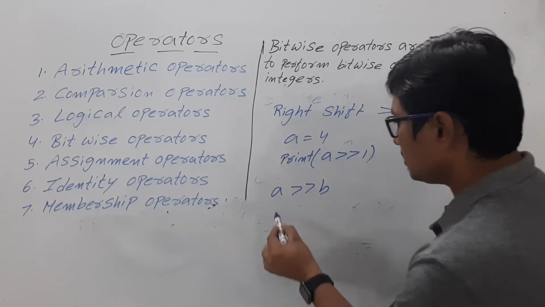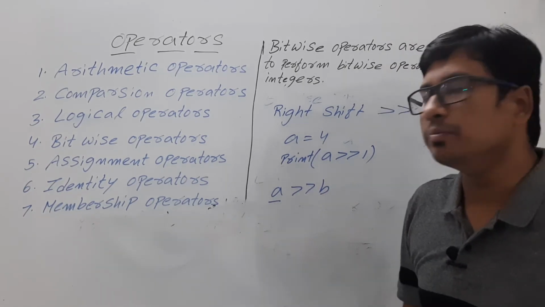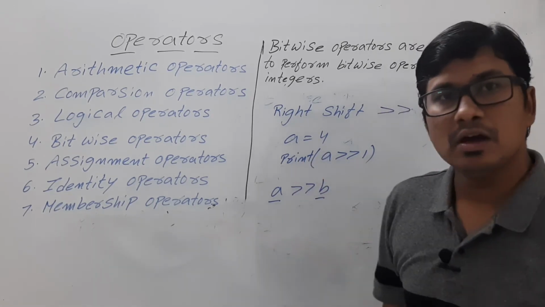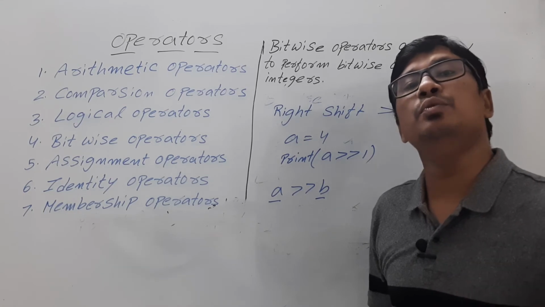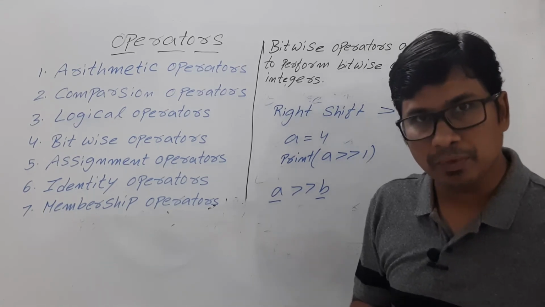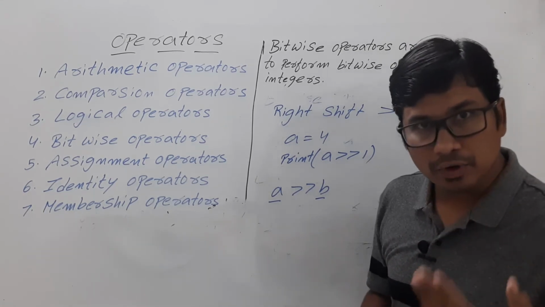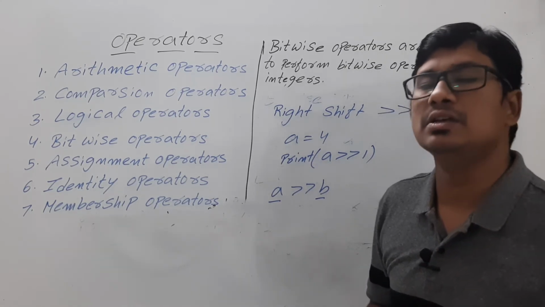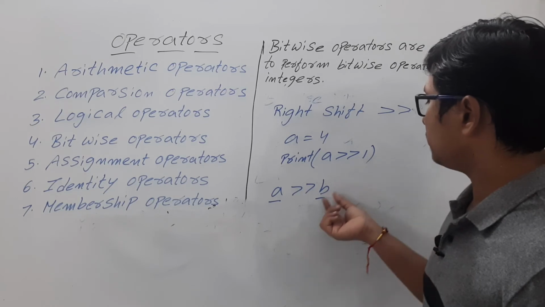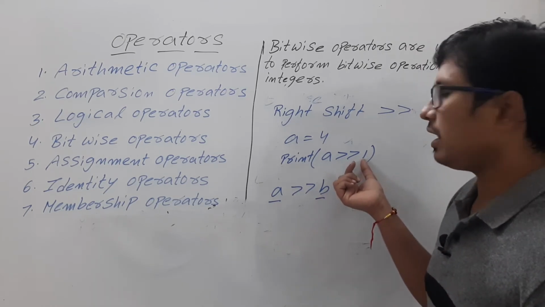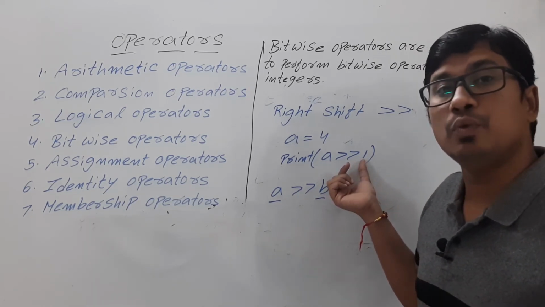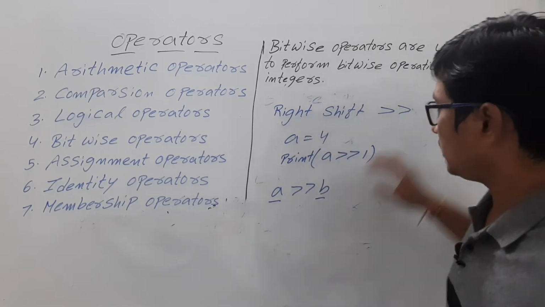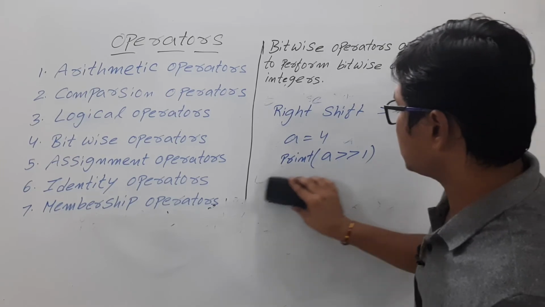The meaning is that a is the given input, which is an integer. Now b means how many bits you want to perform the right shift, whether you want to perform right shift by 1 bit, or by 2 bits, or by 3 bits. That will be represented with the value called b. So here I have written the value of b as 1, meaning I want to perform the right shift by 1 bit. Is it clear? Are you able to understand it or not?